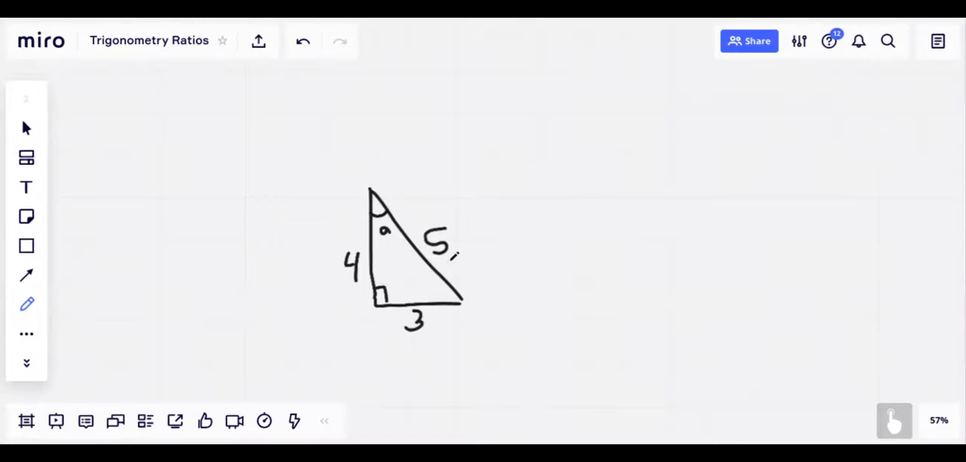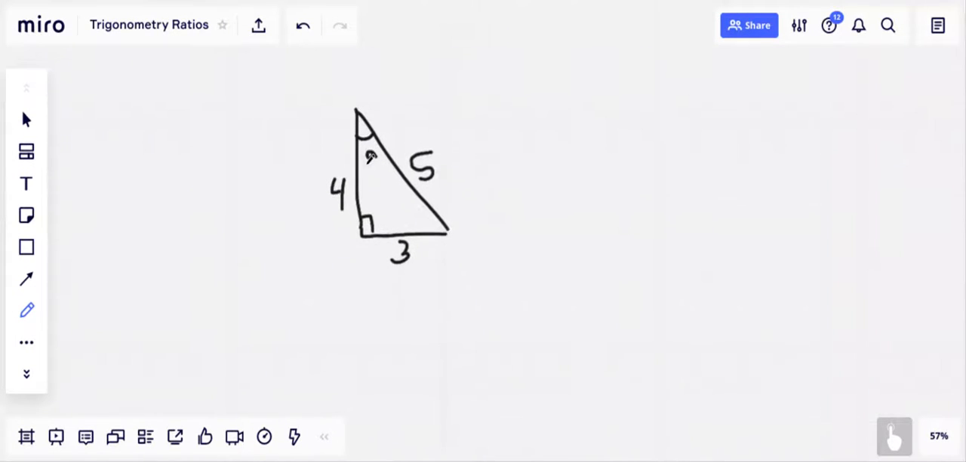Hi, welcome to Conquer the Concept, and in this video we'll be discussing trigonometry ratios. So here we have a right angle triangle with sides of 3, 4, and 5.